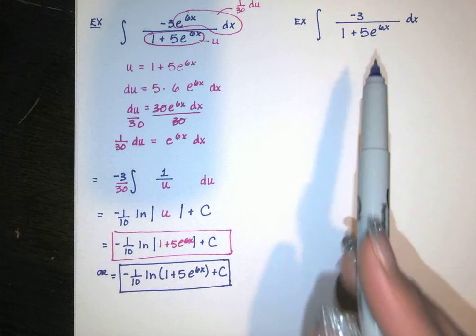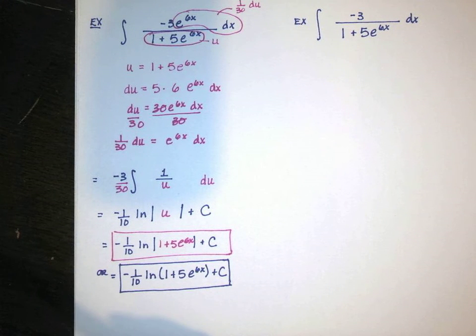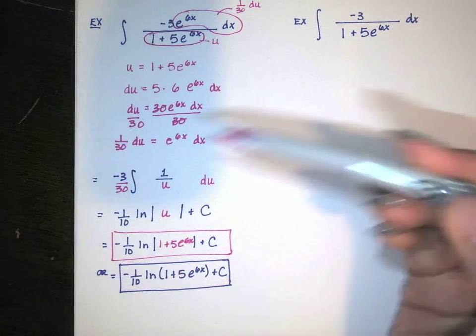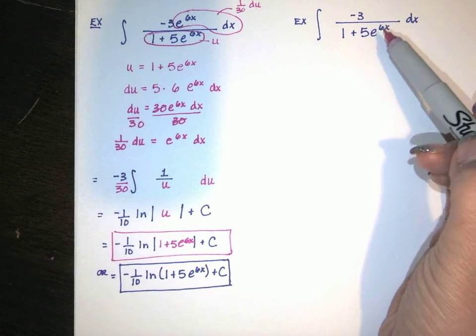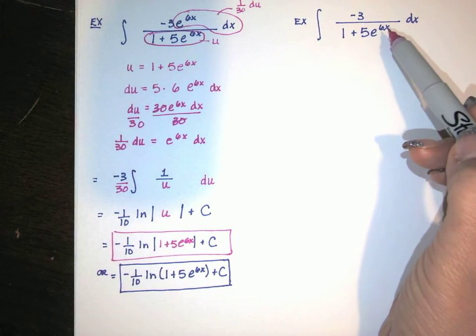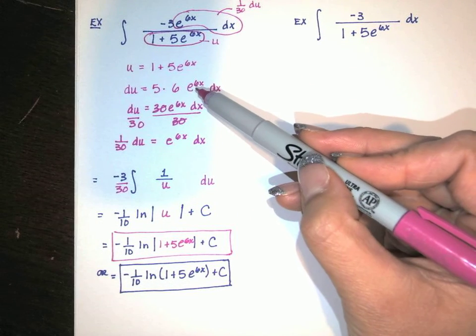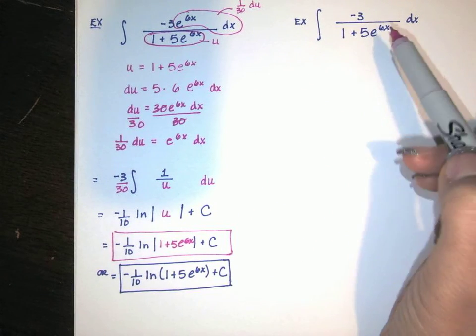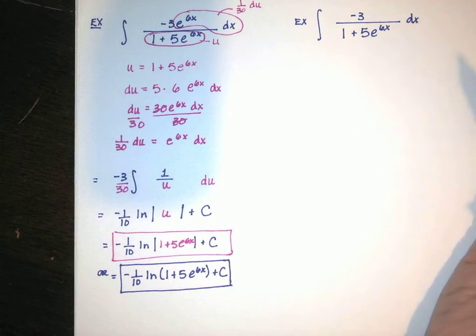Now let's look at this one. Are we going to be able to do the same u-sub? Now we're going to have a problem because I don't have a matching exponential in the numerator and denominator. So if I let u equal this, and I calculate du equals 30 times e to the 6x dx, I'm not going to have the e to the 6x dx that I need in order to complete the u-sub.